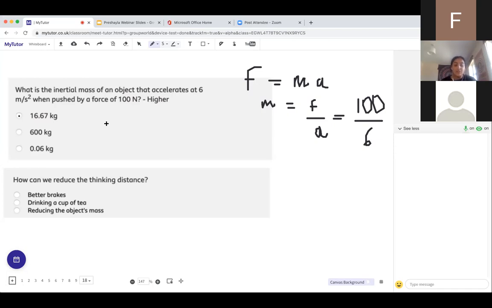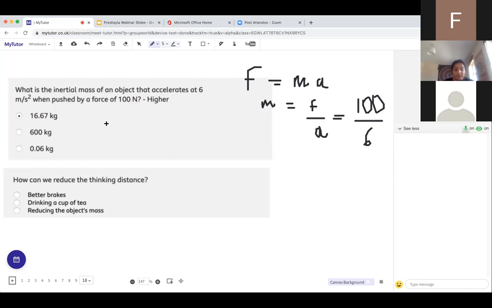Now, how can we reduce the thinking distance? So remember, this is all to do with how our brain processes information. So do we have better brakes? Should we drink a cup of tea? Or should we reduce the object's mass? Think really carefully about this one.